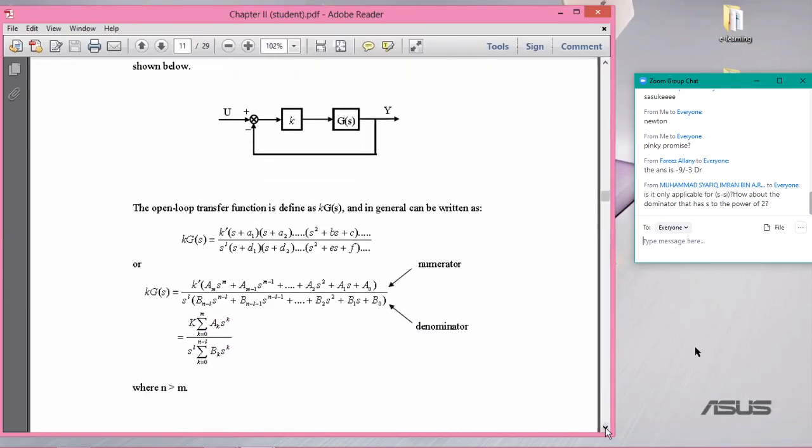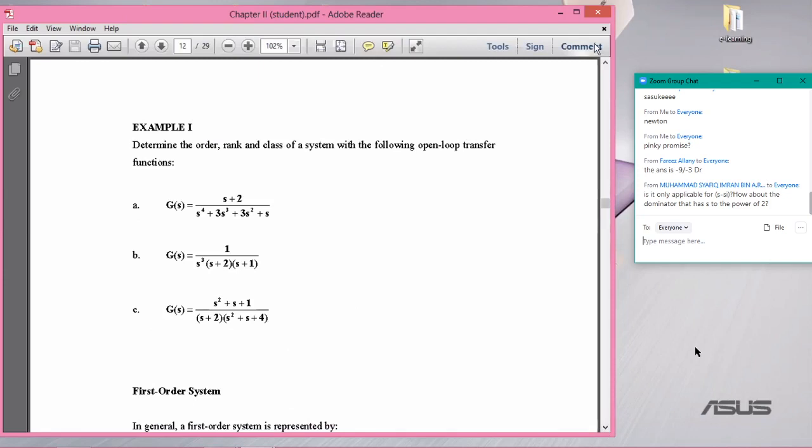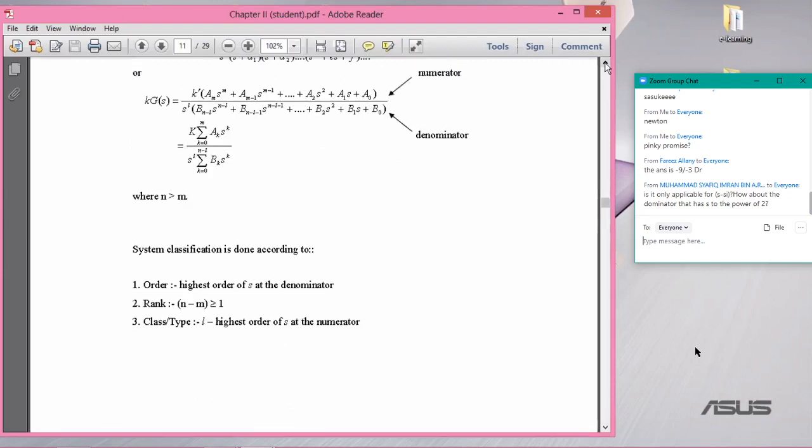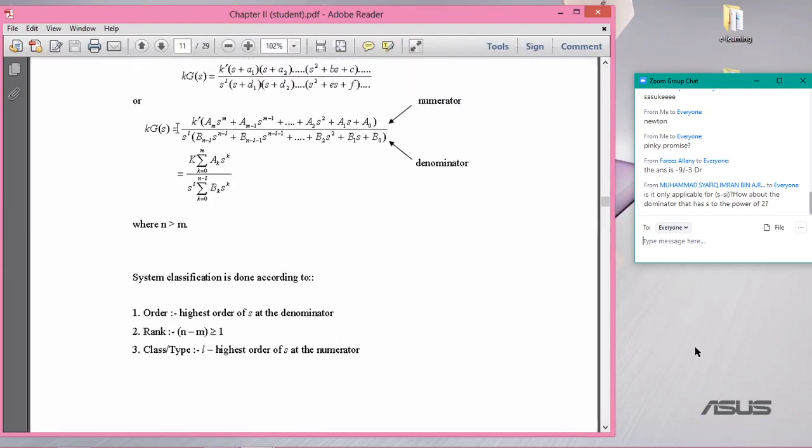So how do we classify a control system? Once you have put the open loop transfer function in terms of polynomial like this, the order is the highest power of S in the denominator. The rank, which is not that important. What is important is the class and the order. So the class and the order is going to distinguish how the system is going to respond.